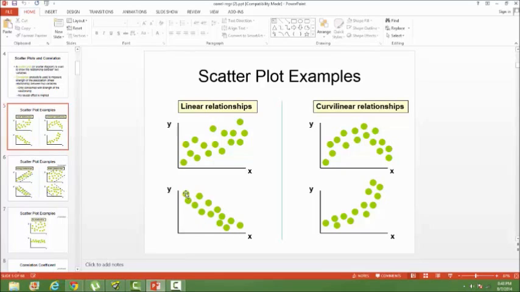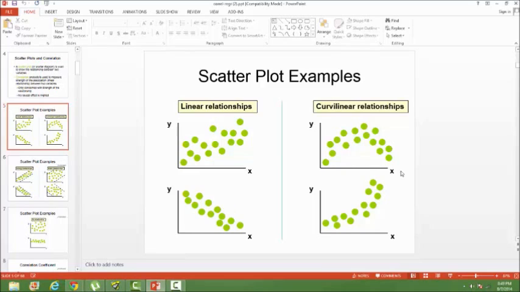Here, if I take the first circle, you can see the value of x is very less, but the y value is very high. If I go down, here the value of x is very high, but the value of y is very less. So there is an indirect relationship between x and y.